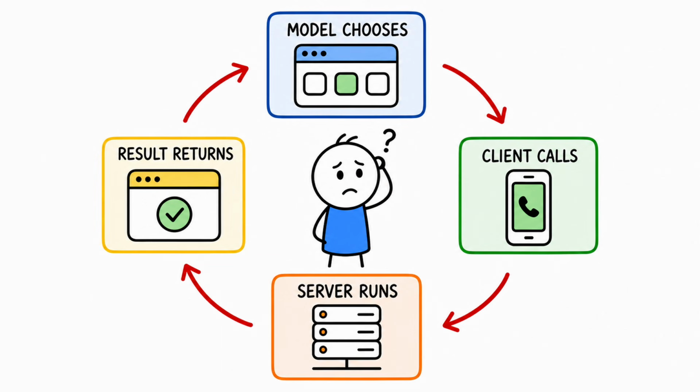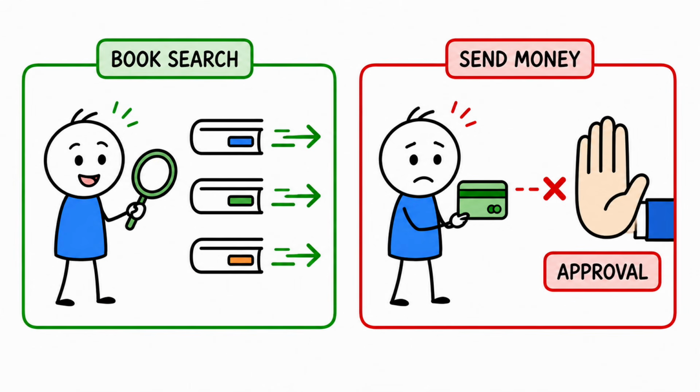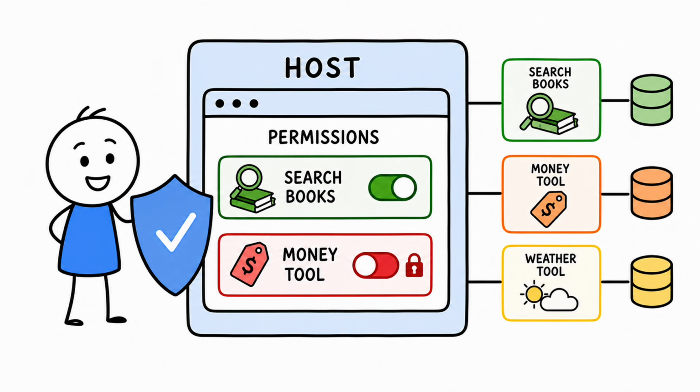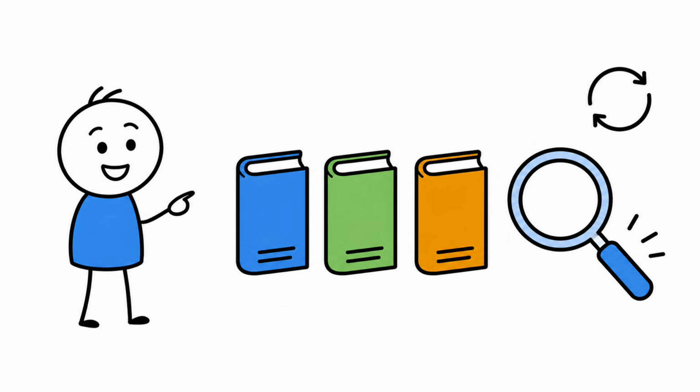MCP standardizes this cycle, but it cannot guarantee the model's choice. A book search may run automatically, while sending money should require approval. The host still controls permissions and which tools the model may use. Return to the book search.